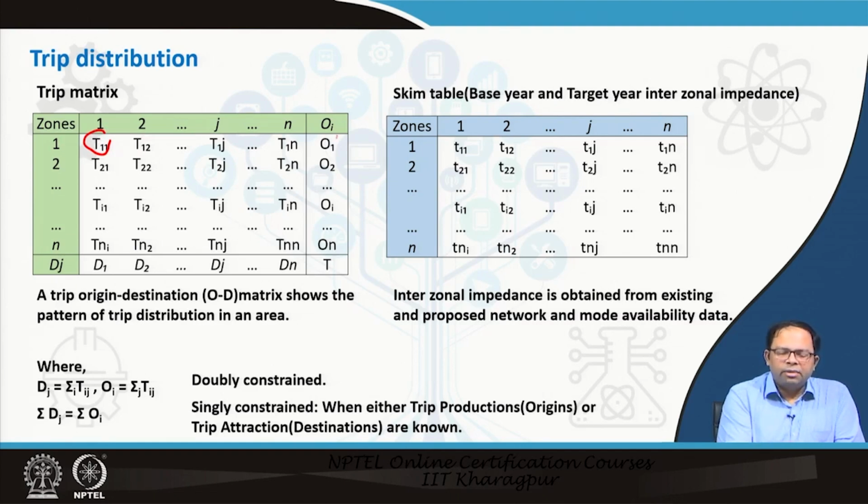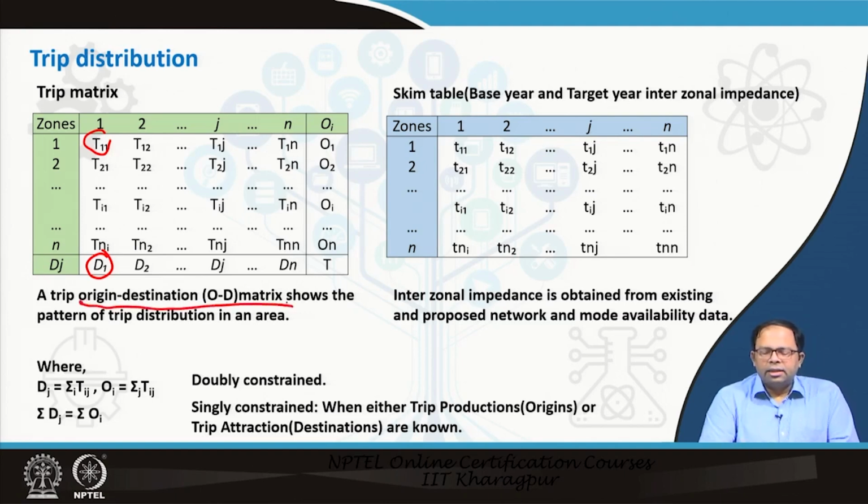So, if I add them up this way, this is the total number of trips originating in zone 1, and if I add them up this way, then it is the total number of trips destined to zone 1. So, this is how the trip OD matrix is. We call this an origin destination matrix. And next, we also have something called a skim table, which is base year and target year interzonal impedances. So, these are the data sets that we require.